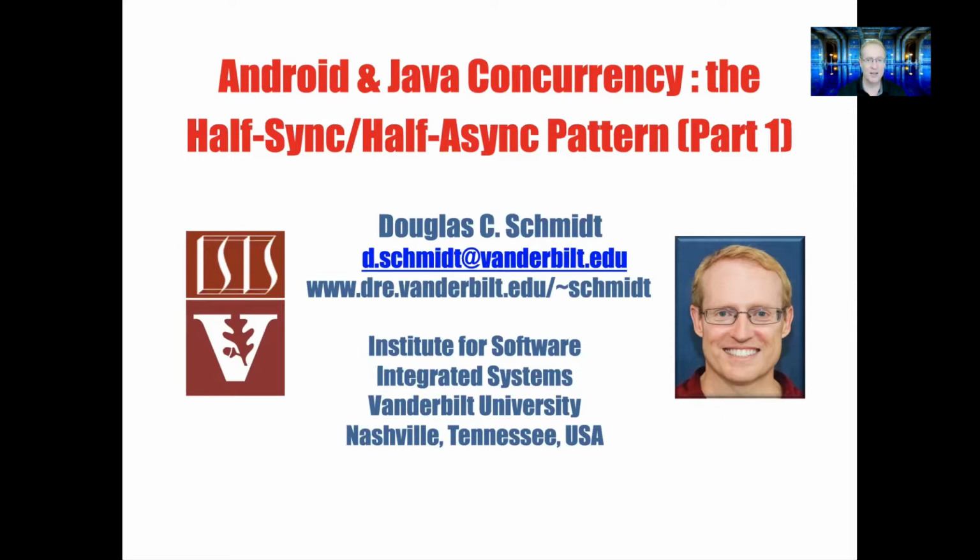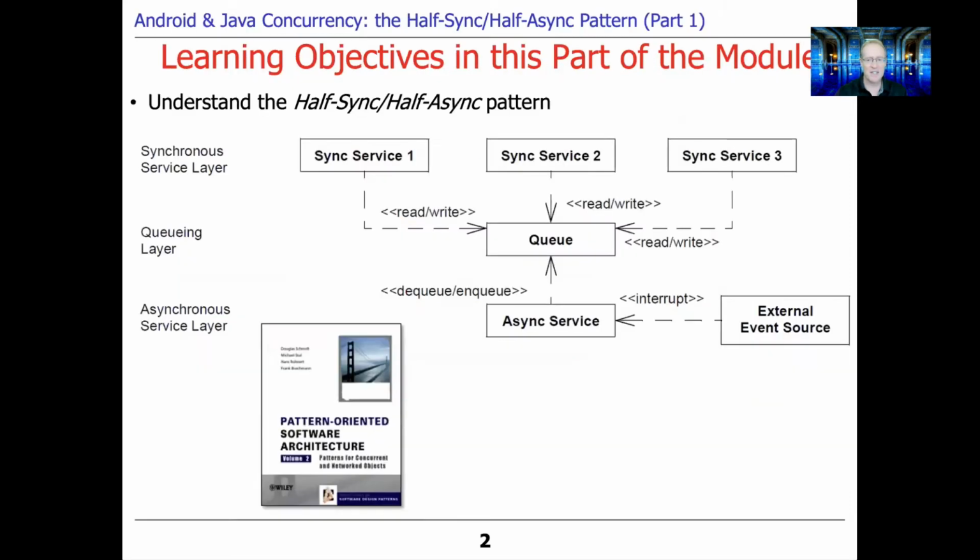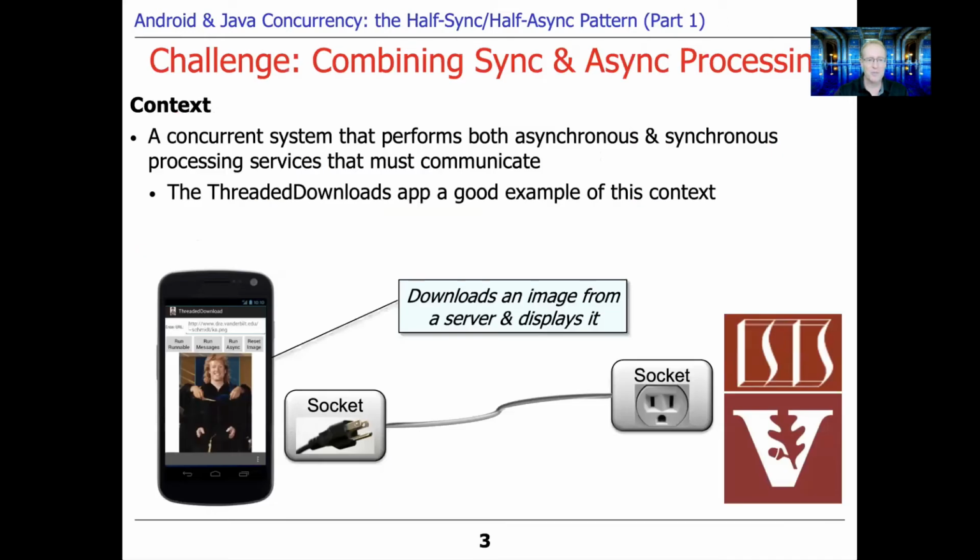But we've been focusing primarily on patterns from the POSA 2 book. So we covered the monitor object pattern, the active object pattern, the thread-specific storage pattern, the command processor pattern, and now we're going to wrap up our coverage by focusing on the half-sync, half-async pattern. And this is a pattern that originally appeared in the POSA 2 book, and you can also find links to preprints of the pattern on my website as well.